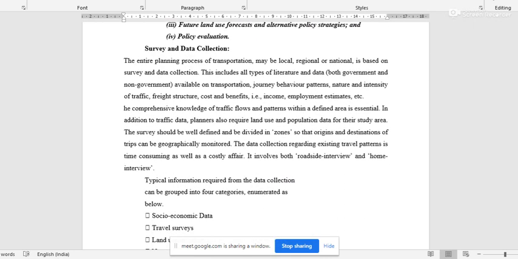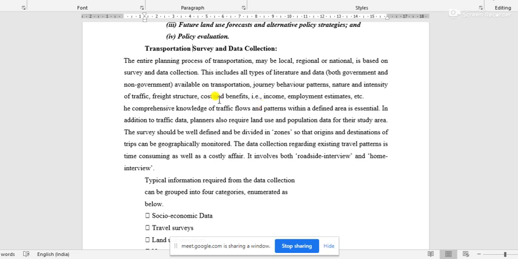And coming to the survey and the data collection, actually I should write it as the transportation survey and data collection. And the data which are actually required is actually all the literature. These literature means the written documents which are available regarding this transportation planning process. Those are journey behavior pattern, nature, intensity of traffic, cost and benefits, that means the economy. All those written documents, those are already established. All those documents you have to study for transportation survey.